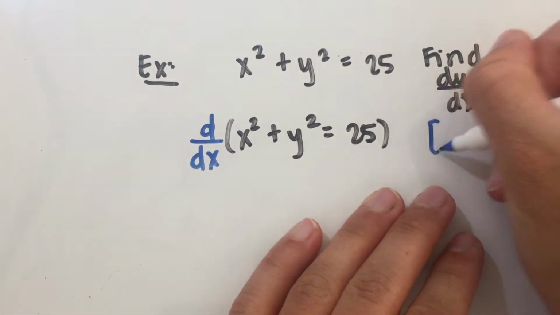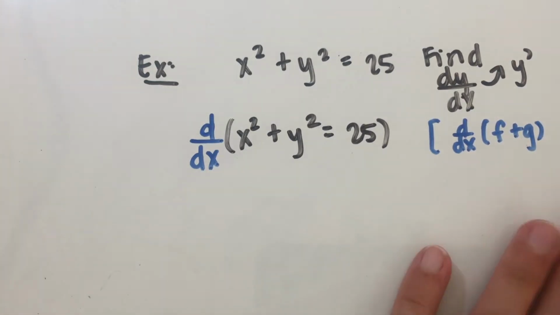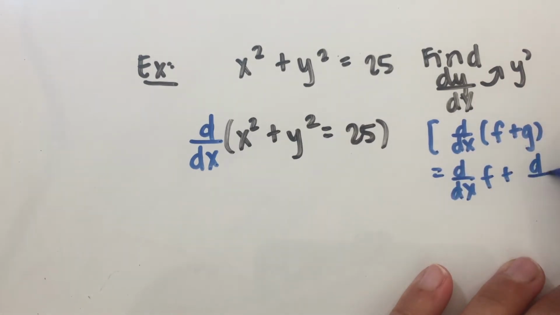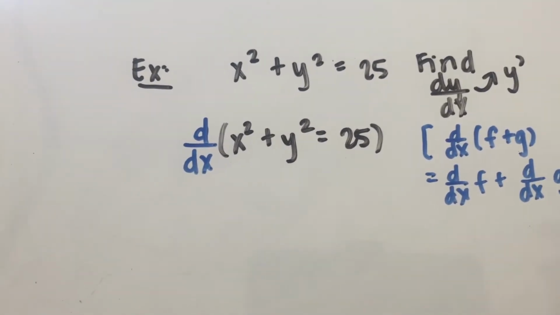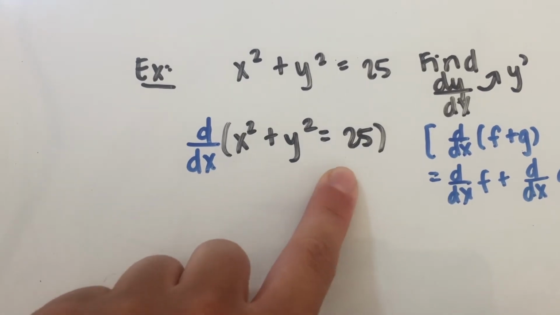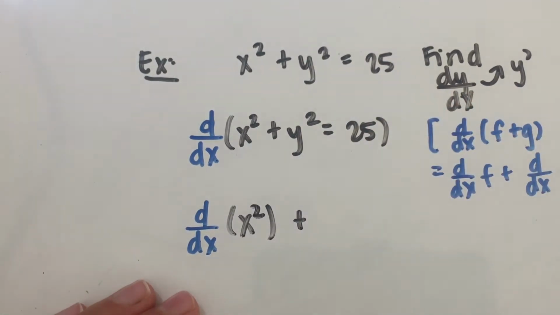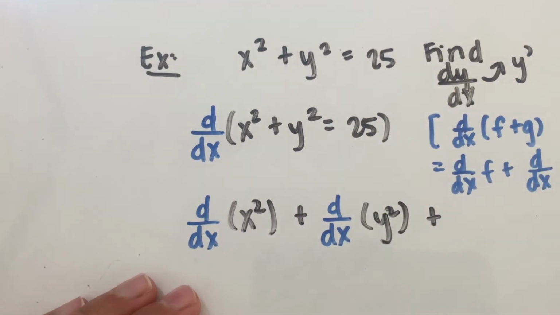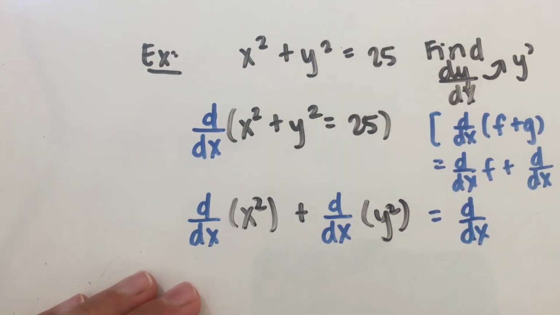So I'm writing this over here. D over dx of f plus g is the same as d over dx of f plus d over dx of g. And because of this, I can apply the derivative to each term. So I have d over dx of x squared plus d over dx of y squared equals d over dx of 25.